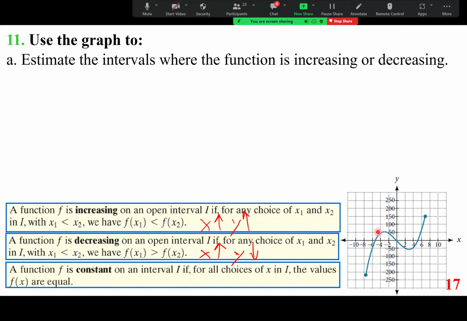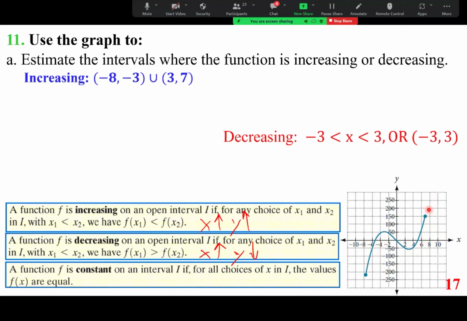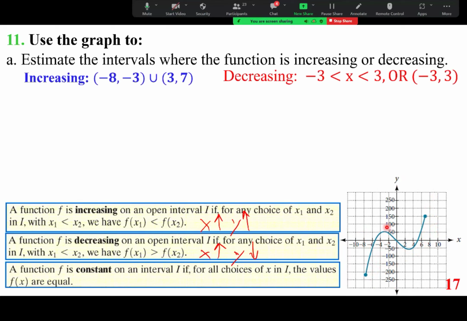So just think about the line. Assume this is a line. Looks like a line with a positive slope. Line with a negative slope, line with a positive slope. So it's increasing from minus infinity to -3, this is -3, and then union 3 to 7. Decreasing otherwise, in between, where x is between -3 and 3. And by the way, we don't use brackets because we don't know the endpoints.